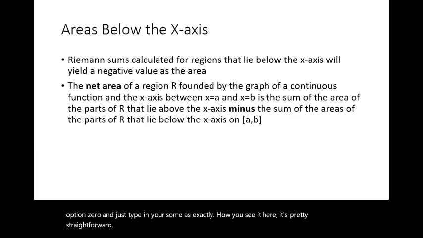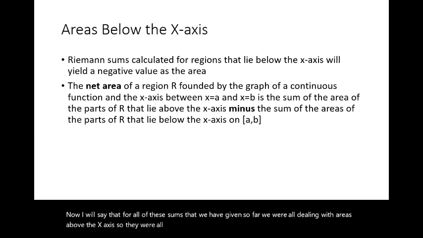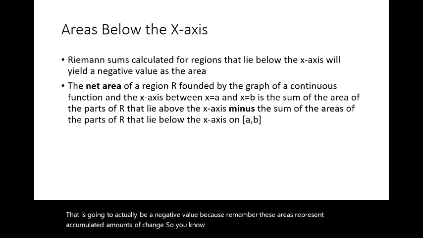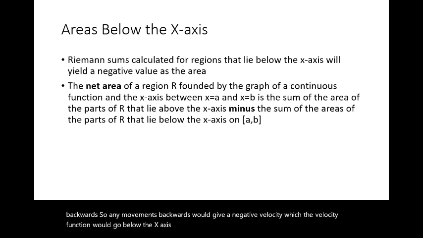Now, I will say that for all of these sums that we have given so far, we were all dealing with areas above the x-axis, so they were all positive. However, if you have an area that lies below the x-axis, that is going to actually be a negative value. Because remember, these areas represent accumulated amounts of change. So, for example, in the case of velocity, remember you can move backwards. So any movements backwards would give a negative velocity, which the velocity function would go below the x-axis to indicate a negative displacement. So if you have an area that lies below the x-axis, it's going to have a negative value.